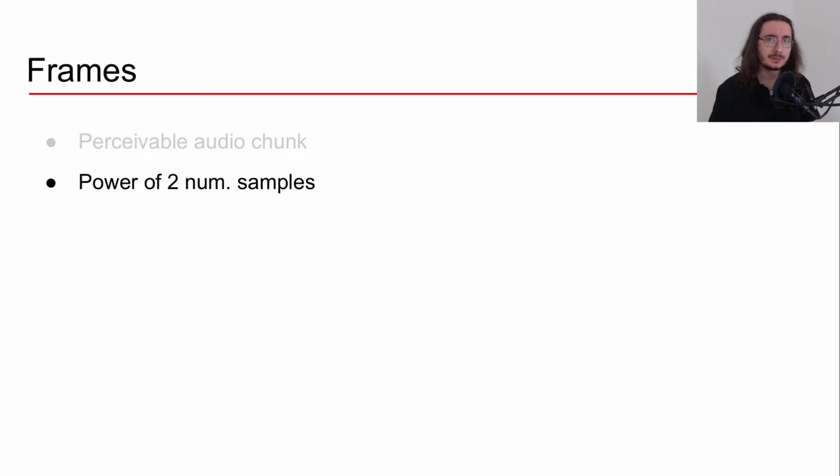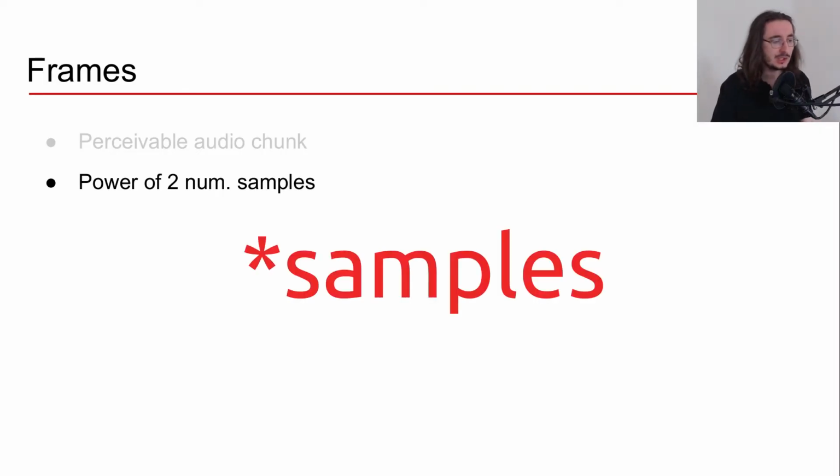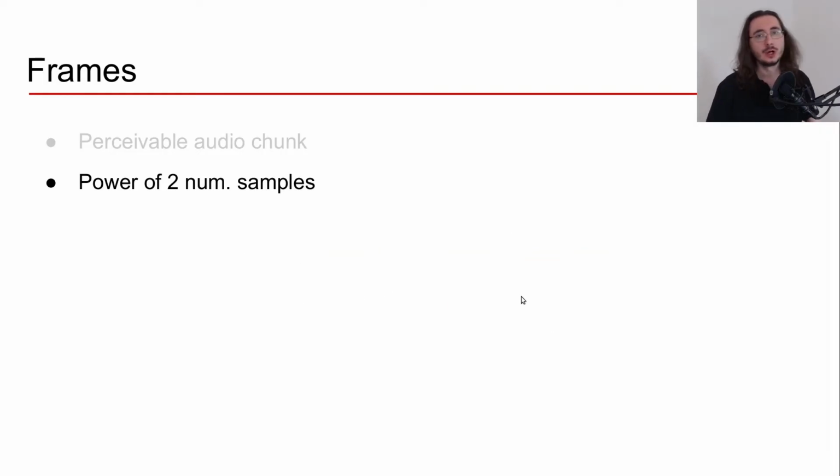Okay, so now, another thing about frames is usually that they have a frame size, or in other words, a number of samples, which is usually a power of 2. Now, why is that the case? This sounds really weird, right?